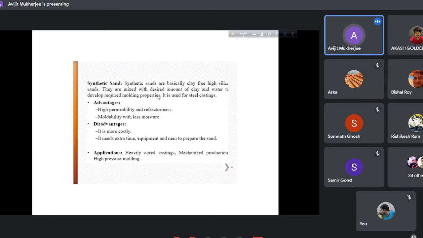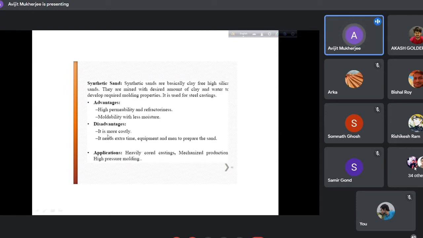Now, what is the remedy? We may use synthetic sand. Synthetic sand is nothing but dry and clay-free silica sand or any other type of sand. Dry, clay-free silica sand, that is, they are prepared and processed in the industry. And as they are dry, the water must be mixed with it in measured quantity. Then some binding material, because that is also clay-free dry silica sand, will have to be added. Additives may have to be added.